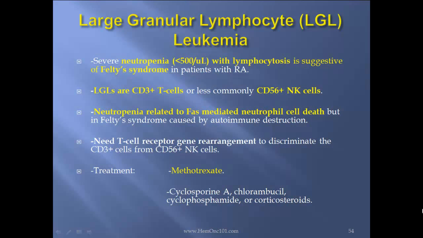LGLs are mostly CD3 positive T cells, less commonly CD56 positive NK cells. Neutropenia is related to Fas-mediated neutrophil cell death, but in Felty syndrome it is caused by autoimmune destruction. Need T-cell receptor gene rearrangement to discriminate the CD3 positive cells from CD56 positive NK cells. Treatment: methotrexate, cyclosporin A, chlorambucil, cyclophosphamide, or steroids.